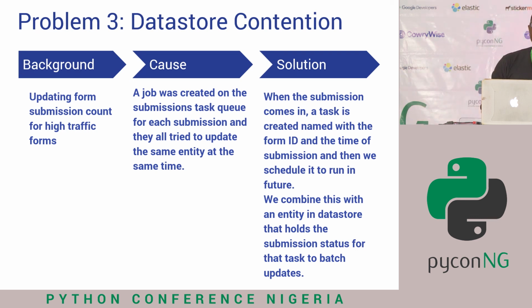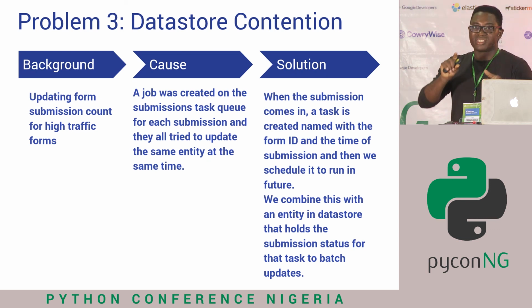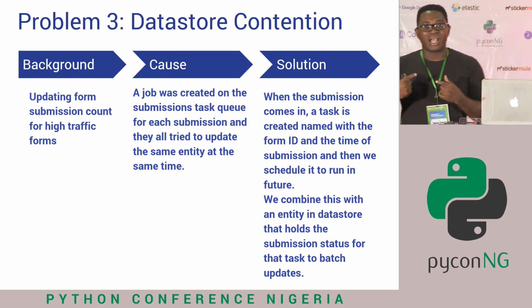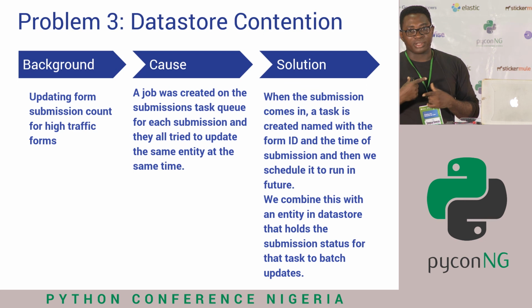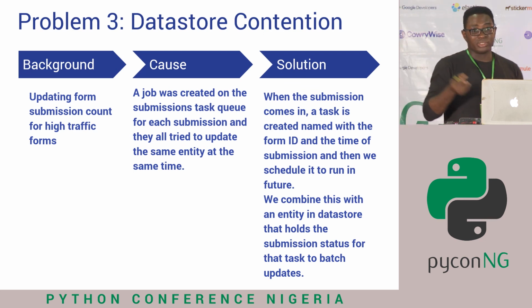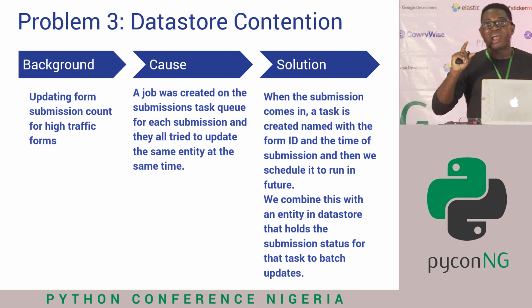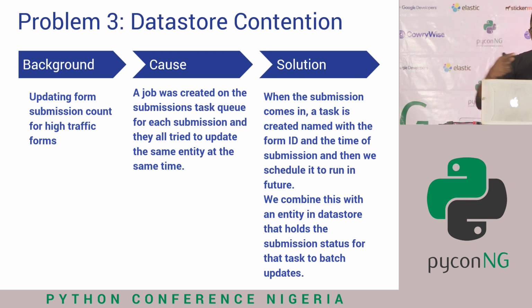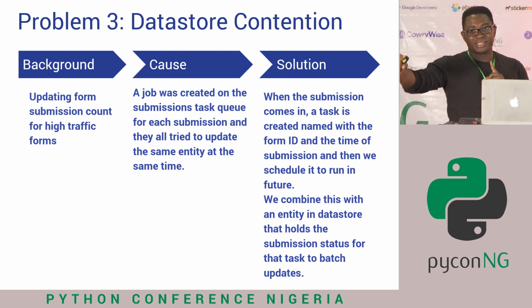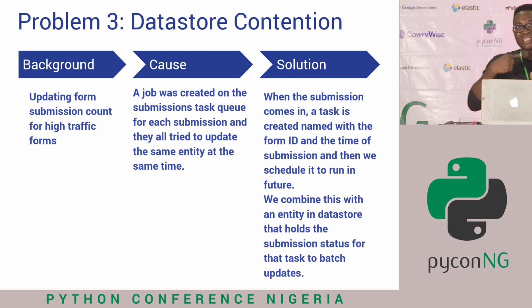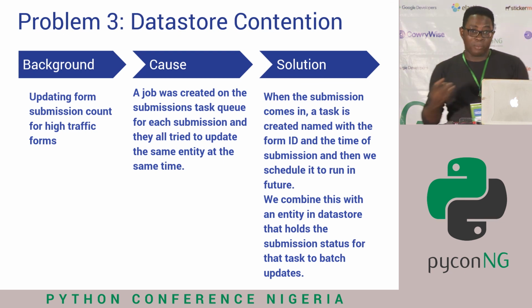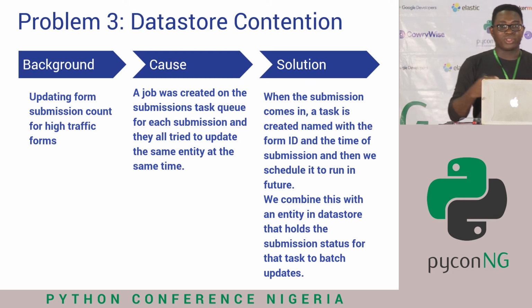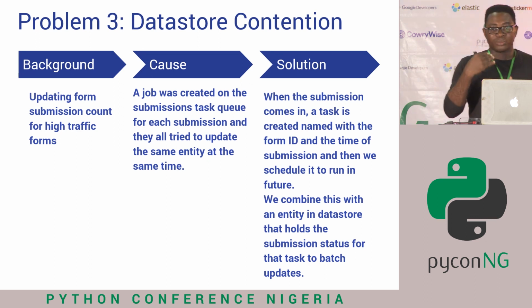So what we did was tweak the task queue model a bit. There's a concept on task queues where, if you have a task with a name, you cannot reuse that name for at least 7 days. We used that and generated a name using the form ID and the date of submission. With that, we're able to constrain the number of times the submission task is run.